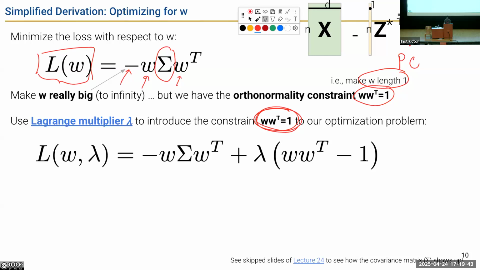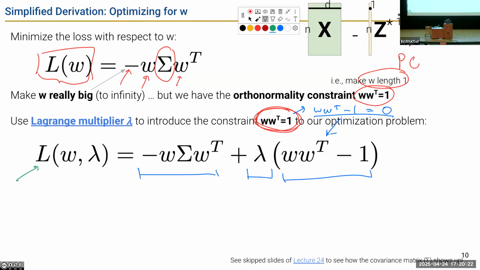We can introduce this into our optimization by starting with the loss function at the top, and then adding this little lambda. This lambda is just a scalar value multiplied by our constraint as though it were set equal to 0. So WW^T equaling 1 is the same thing as WW^T minus 1 equals 0. And we can actually express that constraint in our loss function using this Lagrange multiplier. To give you a little bit of intuition why that's the case, even if you haven't seen Lagrange multipliers before, again, out of scope for Data 100.